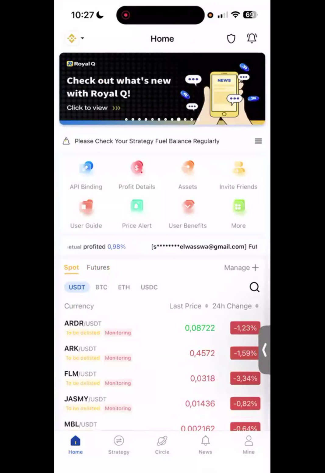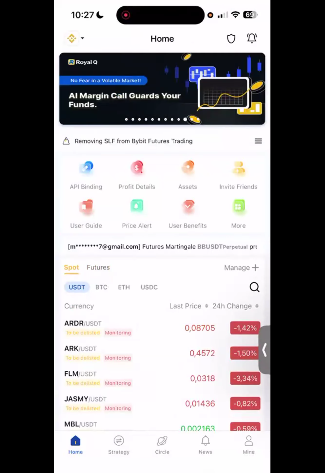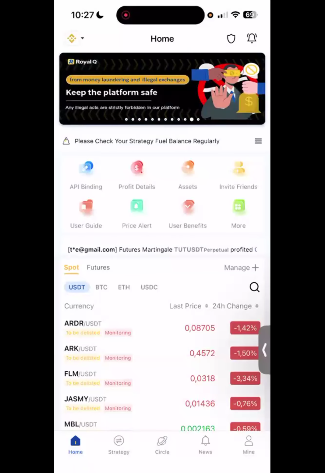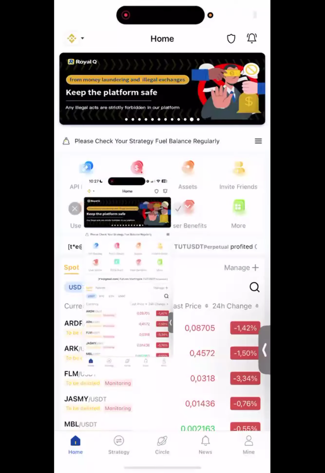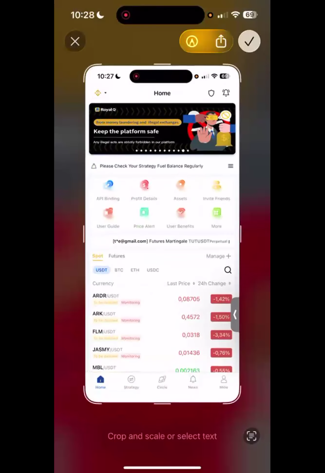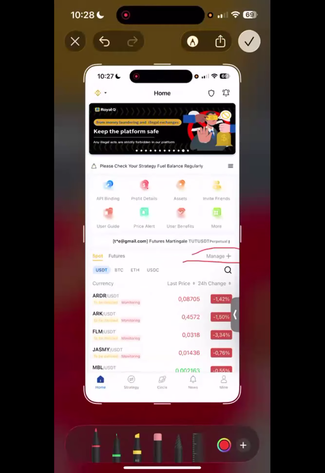So yes, guys, everybody's profit is being displayed there. Your profit is there. My profit shows there, provided you are trading either on the spot or the futures. BB. Okay. So now we have TUT and BB. Okay. This button here, manage. Okay, it's on the same line with spot and futures.